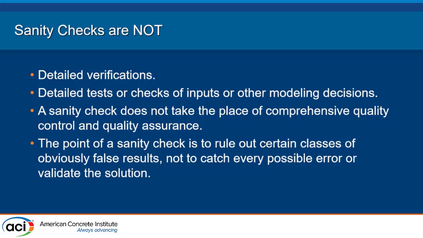I think it's important to sort of touch on this: sanity checks are not detailed verifications. I'm not asking you to go through and look at all the inputs. Did they input it right? That's part of the QC process. It's separate. Sanity check is looking at the output saying, does it make sense to me? It's not a detailed test or check of the inputs or modeling decisions. It doesn't take the place of a comprehensive quality control assurance process. And the point is to really rule out certain classes of obviously false results and make sure you get this right.